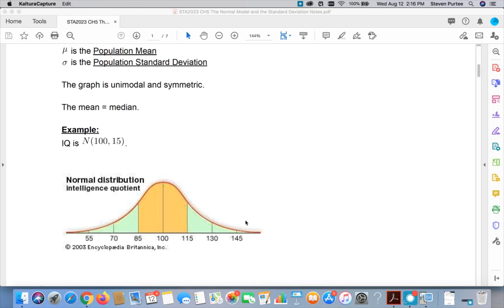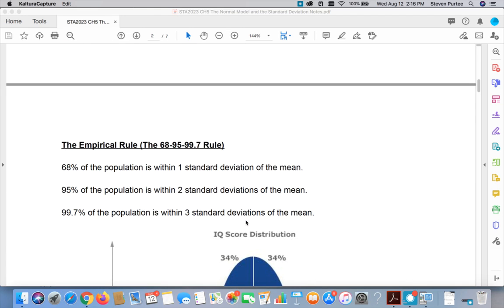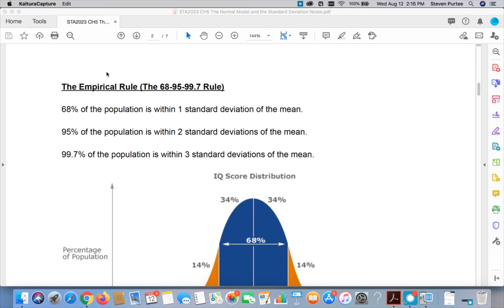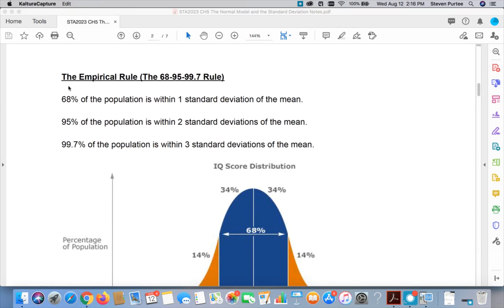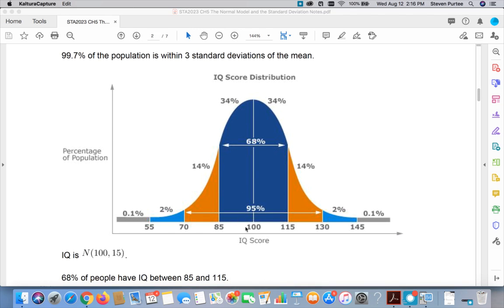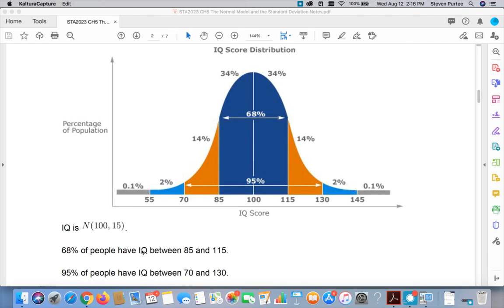So something interesting about the normal model is it will follow what's called the empirical rule. And these are all approximations. If you want more accurate numbers, they're right here. But approximately 68% of your entire population will be within one standard deviation of the mean. So IQ, the mean was 100, the standard deviation was 15. So 68% of people have IQ, I went 15 below 100 and 15 above 100. So 68% of the population is between those two numbers.